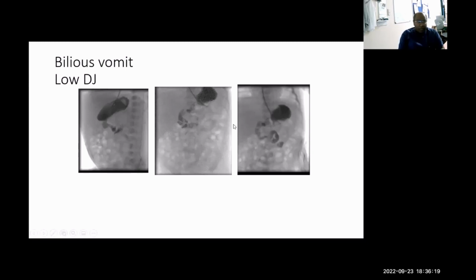Now, if you look at the duodenum, it seems to go towards the spine and it's hugging it. But if you look at the DJ flexure, it's lower than the pylorus. So these are the kind of patients where you're not sure what you need to say.